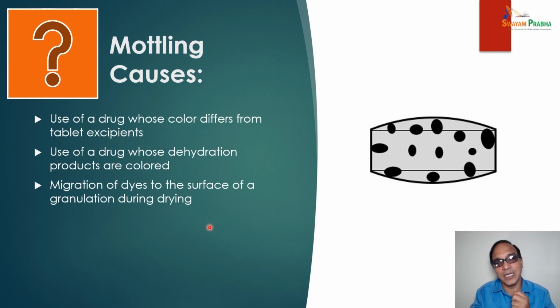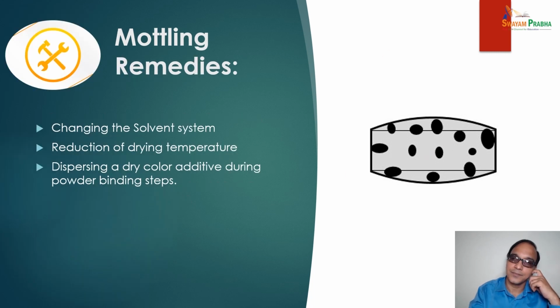It occurs many times that the dyes may move to the surface and thereby lead to mottling. Now, what are the remedies? We can change the solvent system, we can reduce the drying temperature, and we can use a dispersing dry color additive during powder binding steps. So these are the remedies of mottling. You need to focus on a better solvent system and reducing the drying temperature. This may lead to fewer chances of mottling.